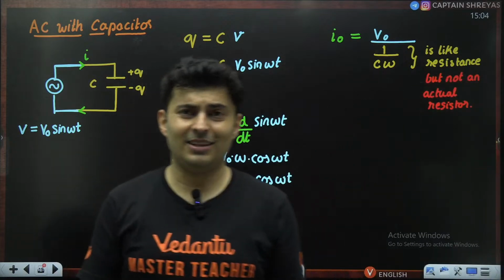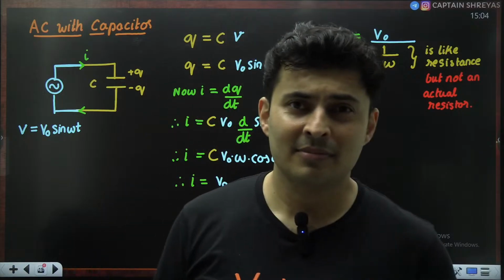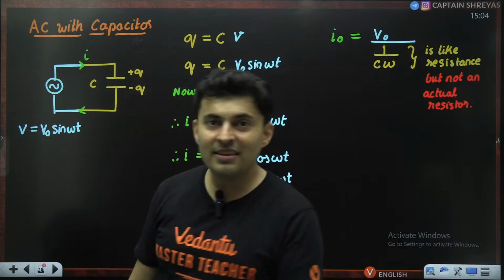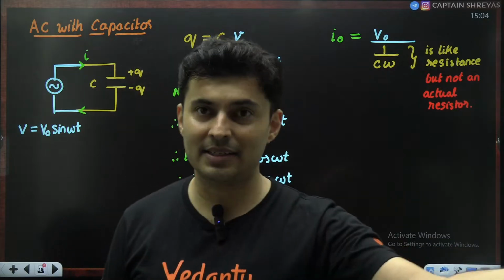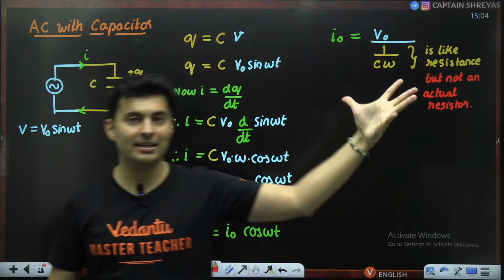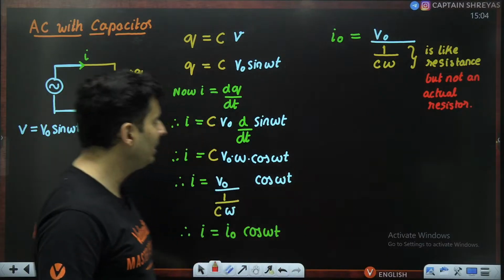Capacitance is not a resistor. Capacitance is a capacitor. Correct? Simple. A Bitzian is not a NITN. A NITN is not a Bitzian. A NITN is behaving like a Bitzian. A Bitzian is behaving like a NITN. That's a different story. Getting my point?